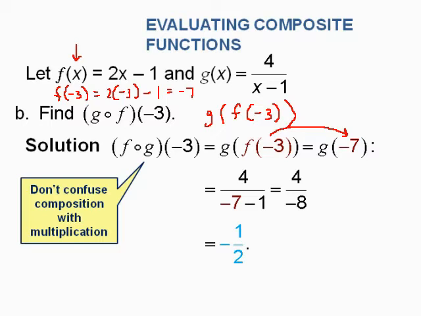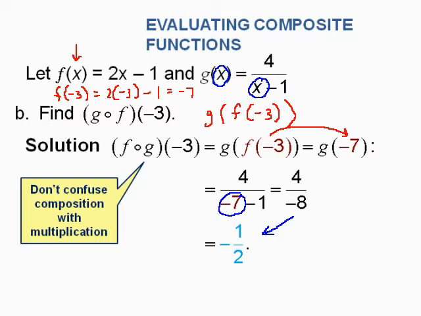Now I think y'all will see where we're going to take that negative 7 and stick it. We're going to take that and put it up here in the g function. So again, it's like taking a function and putting it inside another function. So if we put the negative 7 in here, we're going to have 4 over negative 7 minus 1, which will be 4 over negative 8. And always remember to reduce your fraction to lowest terms.